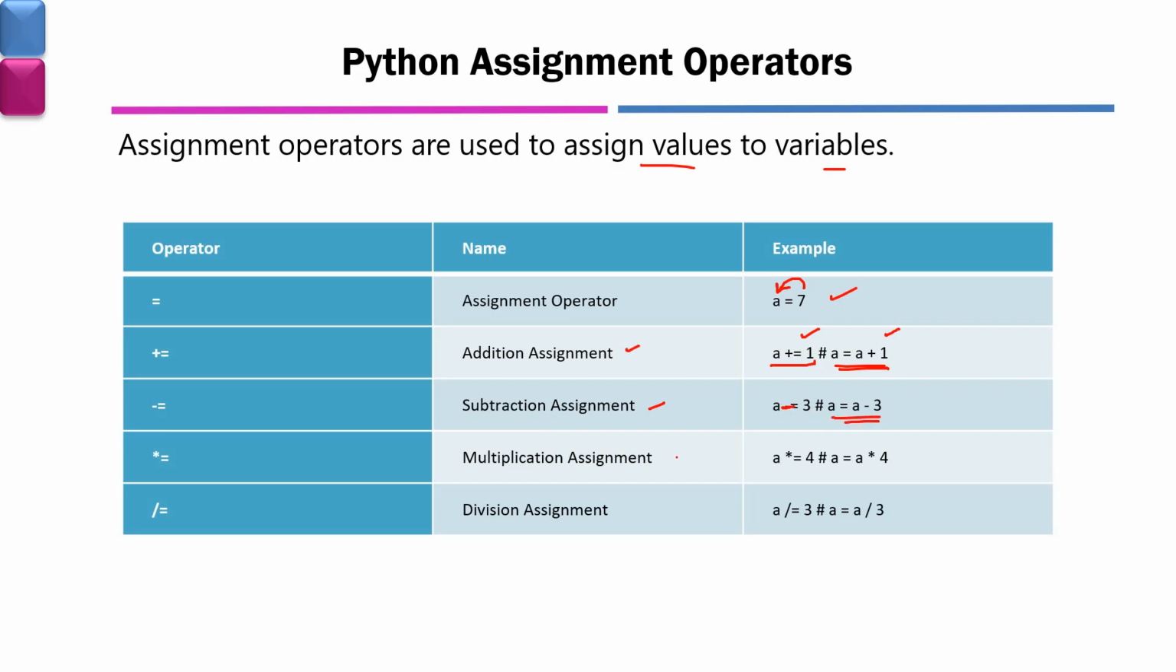Multiplication assignment: a *= 4. It means a = a * 4. And division assignment: a /= 3. What does it mean? a = a / 3. So these are nothing but shortcut notations that we are going to use in case of addition assignment, subtraction assignment, multiplication and division assignment.